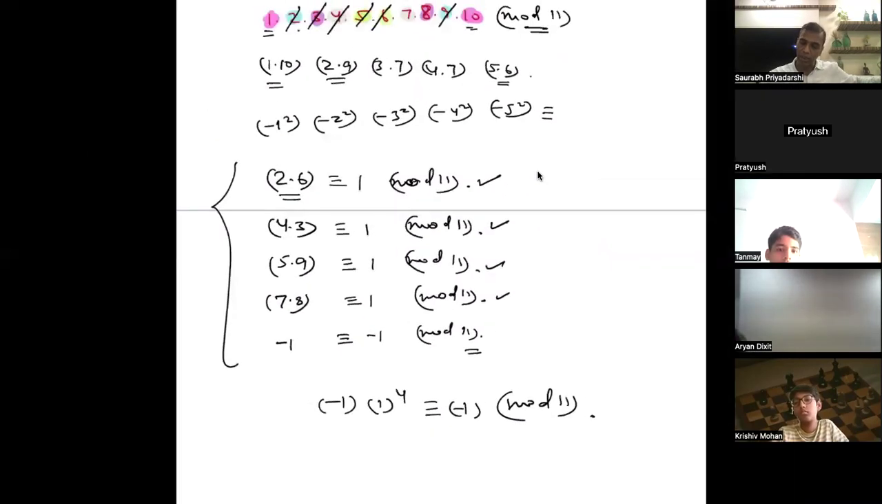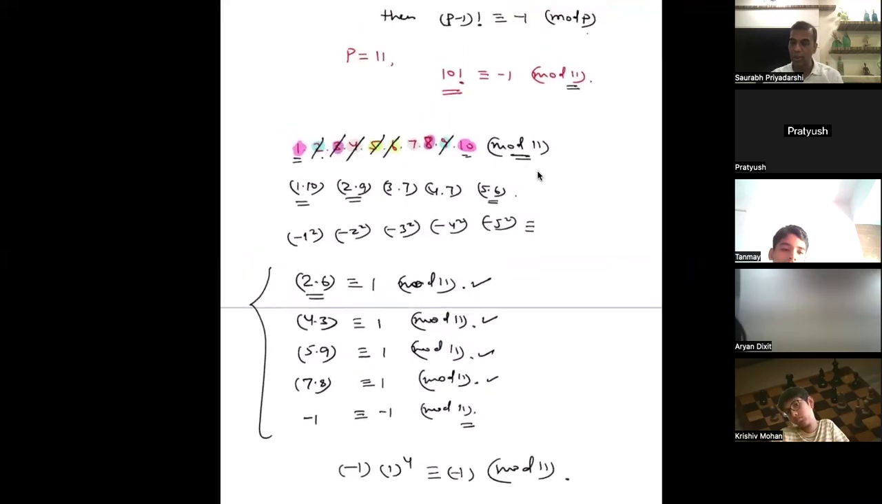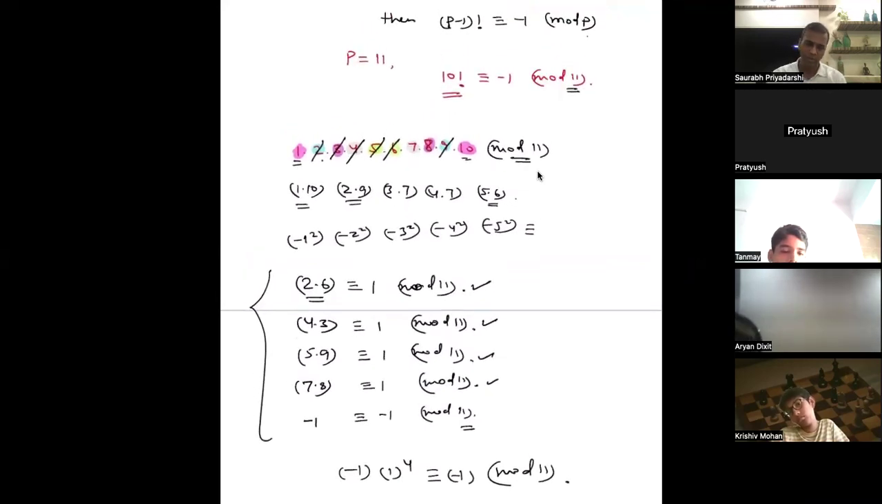Right? So ultimately, what I'm getting is -1 mod 11 when I'm dividing this factorial 10, or p minus 1 factorial, by this. Right? Is this okay? Yes, sir. Please note down up to this, then I'll go.